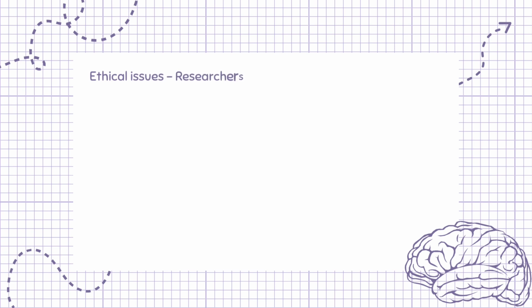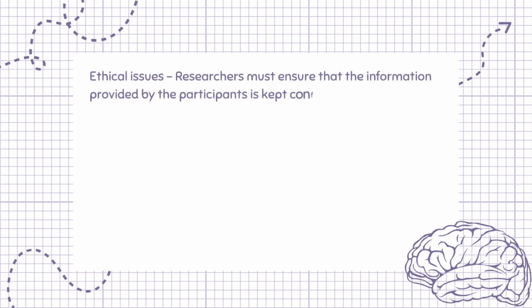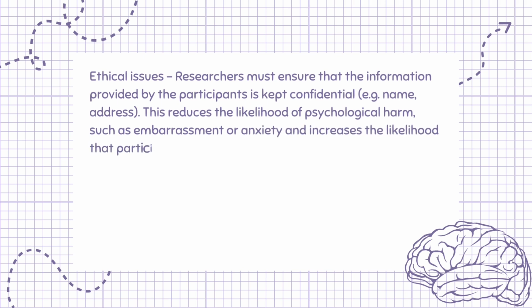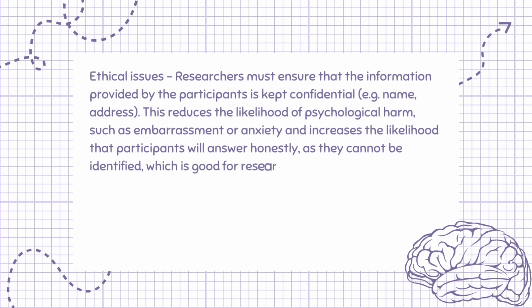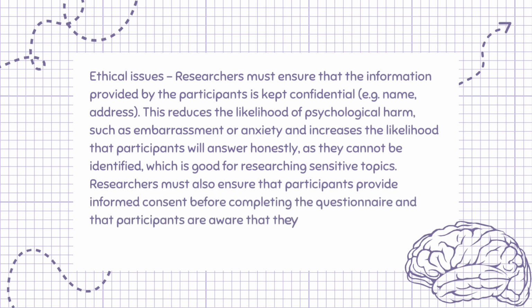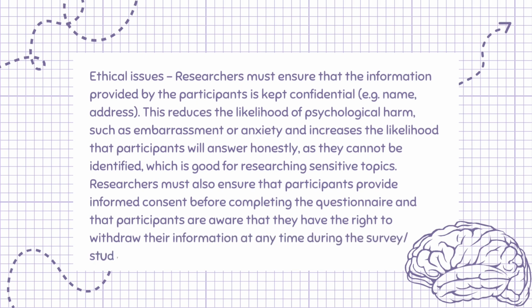Ethical issues: researchers must ensure that the information provided by the participants is kept confidential, e.g. name, address. This reduces the likelihood of psychological harm, such as embarrassment or anxiety, and increases the likelihood that participants will answer honestly, as they cannot be identified, which is good for researching sensitive topics. Researchers must also ensure that participants provide informed consent before completing the questionnaire and that participants are aware that they have the right to withdraw their information at any time during the survey study.